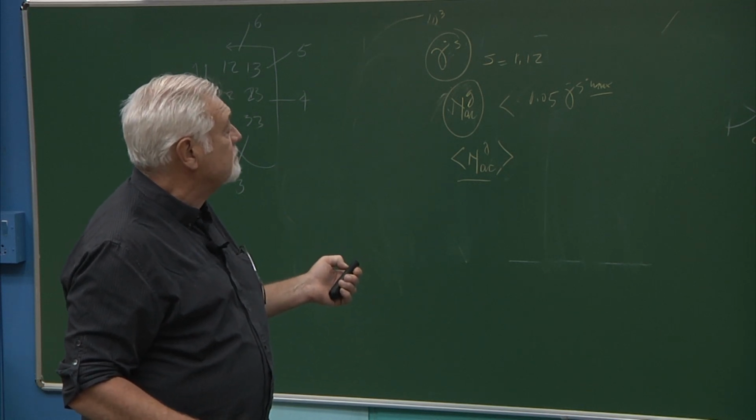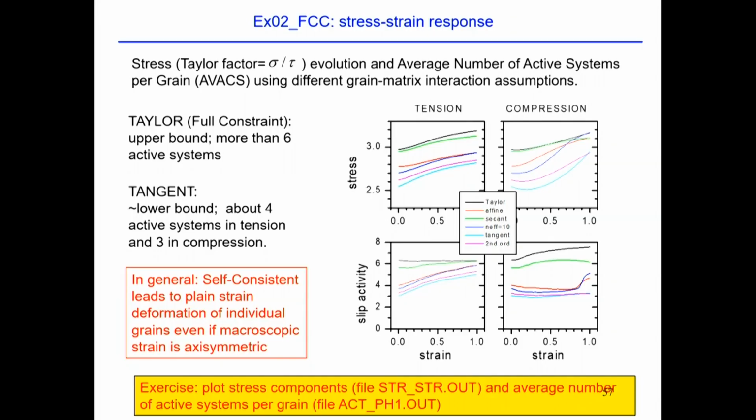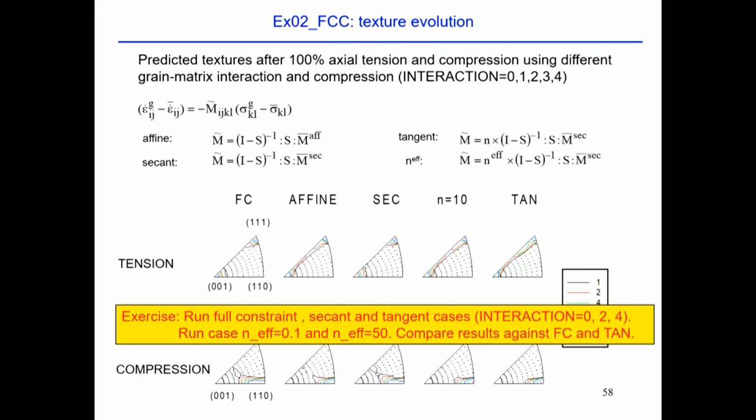The exercise for you to do will be to plot the stress component. We will go over these examples now to plot the stress component, so you will get something like this for the secant and the tangent case only, and plot the slip activity. They are in the files stress strain dot out and activity of phase 1 dot out. Okay. What about the textures? You will be getting also the textures of each of these simulations.